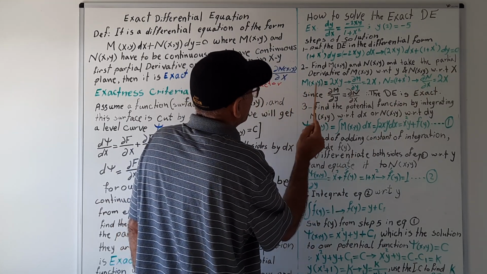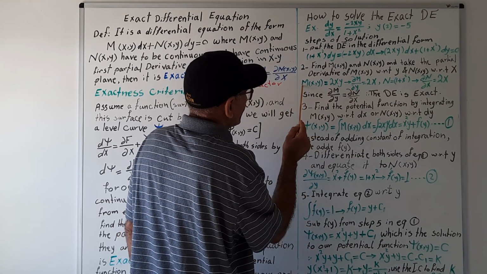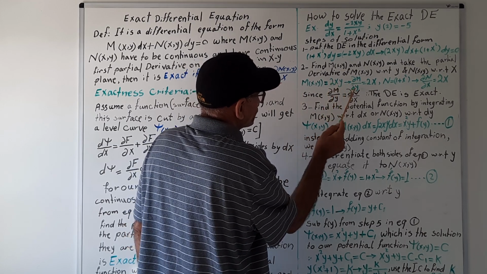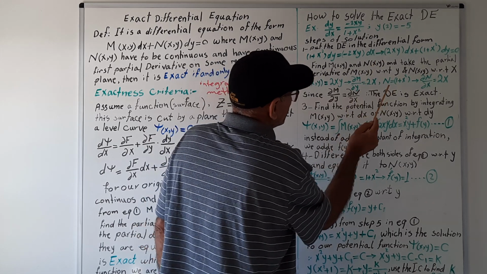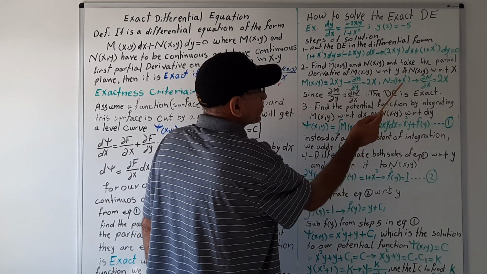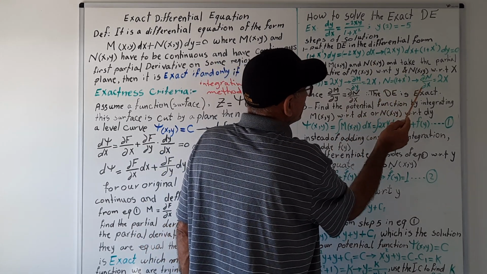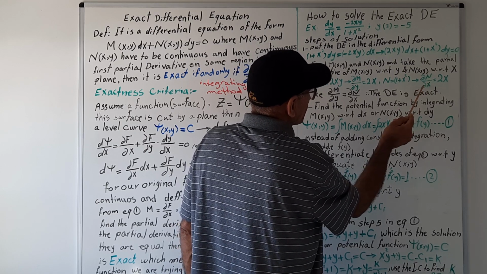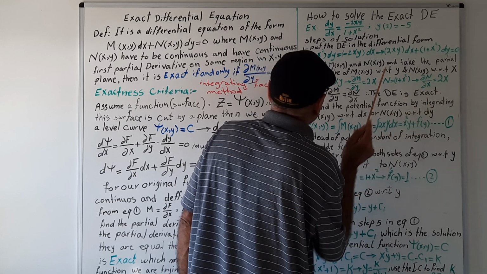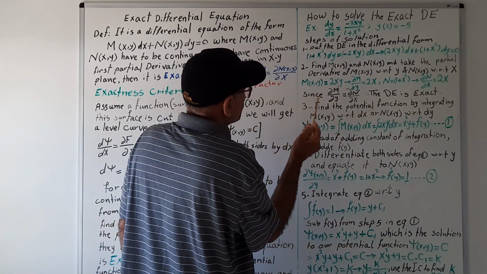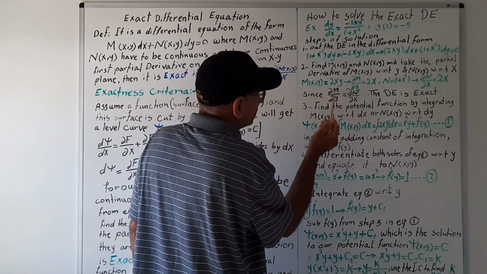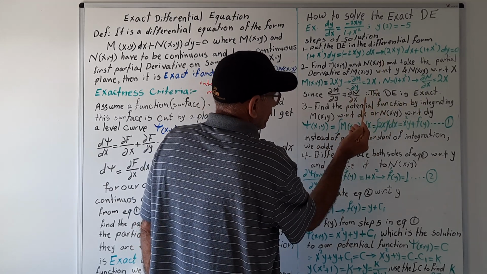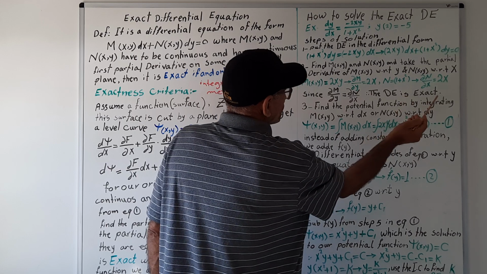Here, this is the function M equals 2xy. So the partial of M with respect to y equals 2x. And here is N, 1 plus x squared. The partial of N with respect to x equals 2x. Since they are equal, because here 2x and here 2x, our differential equation is exact.